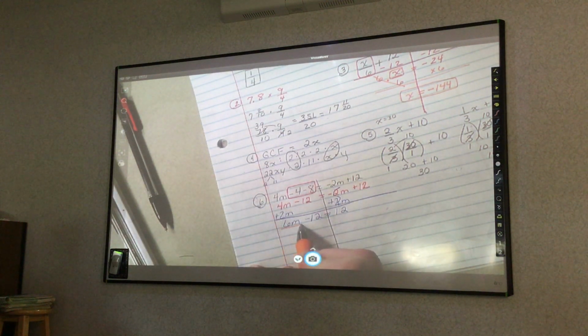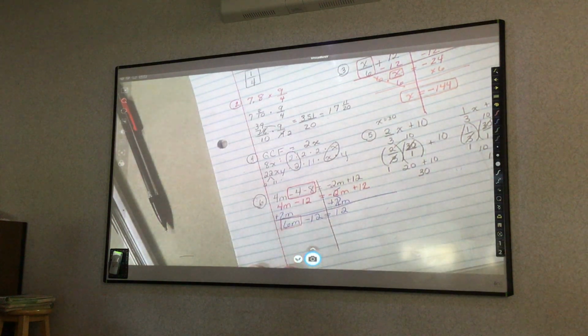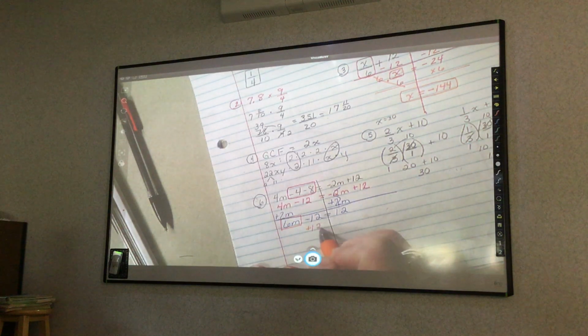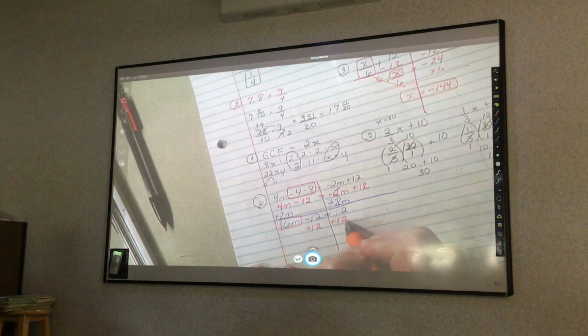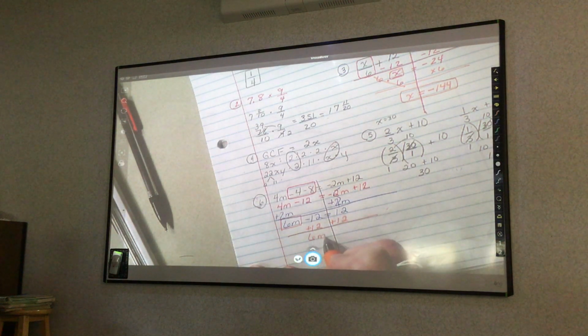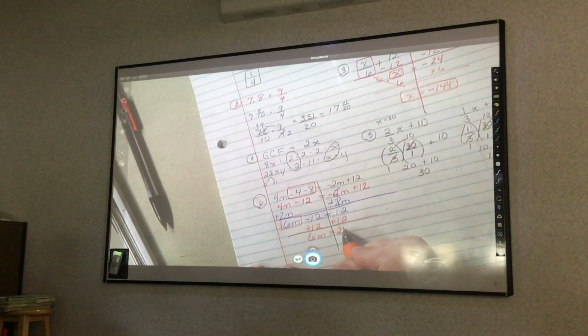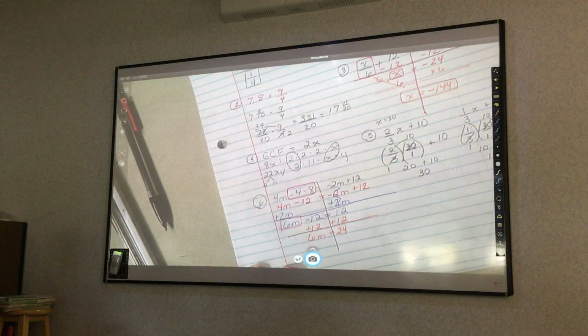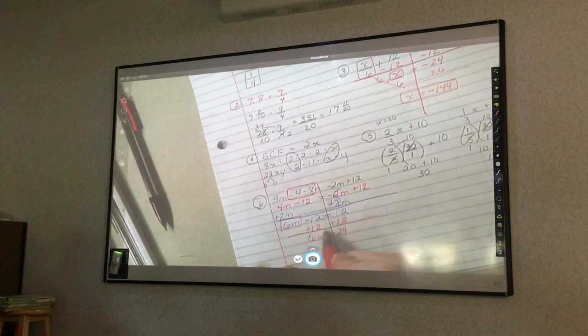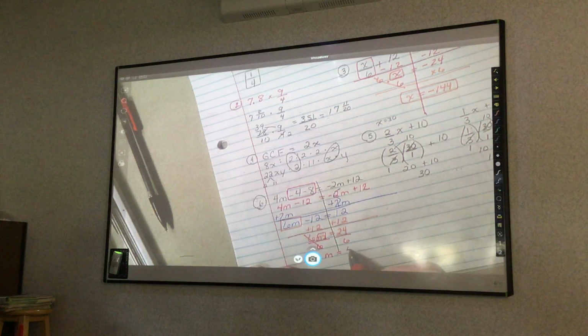Box that 6m. How do I get rid of that negative 12? Add 12. Add 12. So now I have 6m equals 24. Now to get the m alone, box it up, divide by 6, they cancel each other out. Divide by 6, so m equals 4.